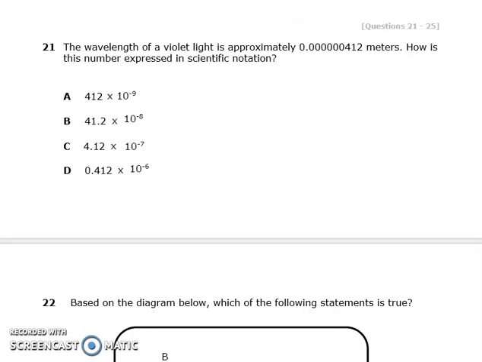Number 21. The wavelength of a violet light is approximately 0.0000412 meters. How is this number expressed in scientific notation? A, 412 by 10 over 9. B, 41.2 by 10 over 8. C, 4.12 by 10 over 7. Or D, 0.412 by 10 over 6.